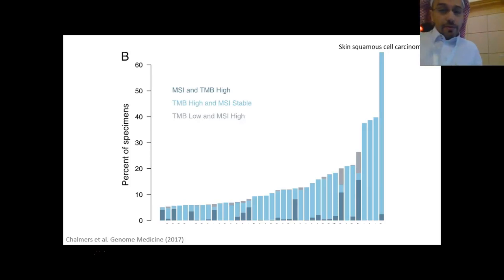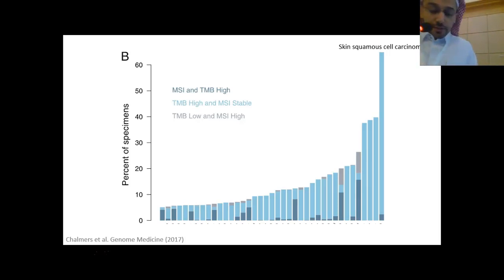At the top here is the skin squamous carcinoma, and the blue color is tumor mutation burden high and MSI stable. So this is the highest. The next three are melanomas and skin cancers, and they don't show MSI. It's basically tumor mutation burden high.